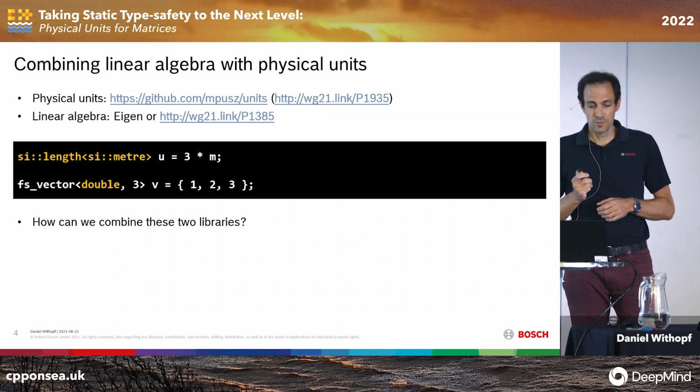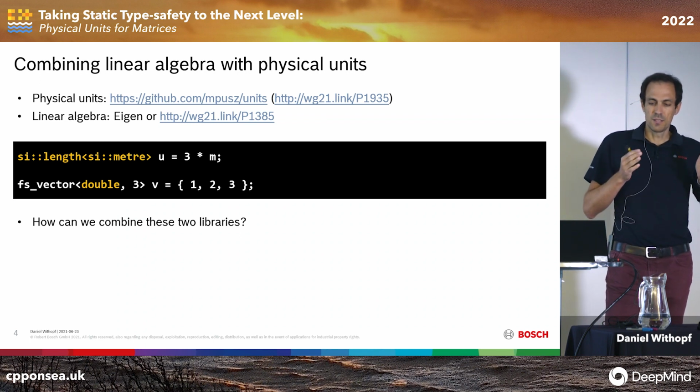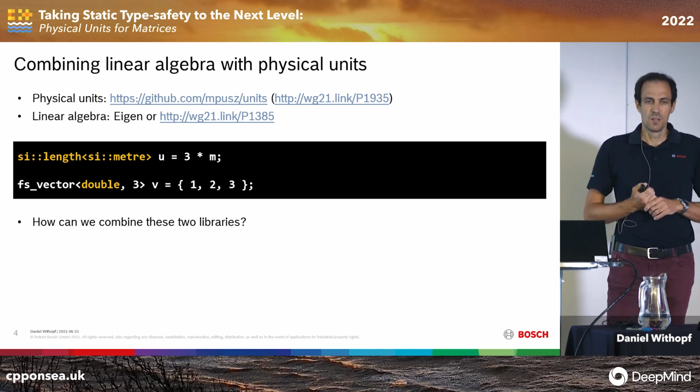Now, first question for you. Do you have an idea how we can combine these two libraries? So if we want to create a vector that contains physical units, do you have an idea how we could achieve that? The easiest one.